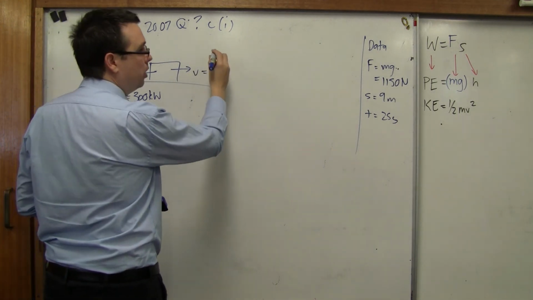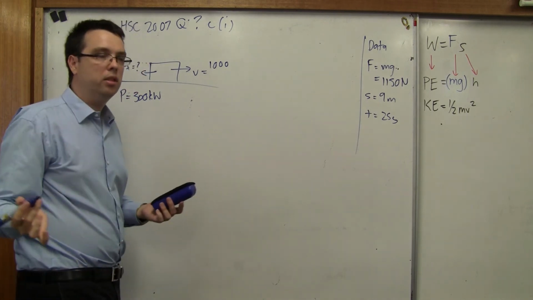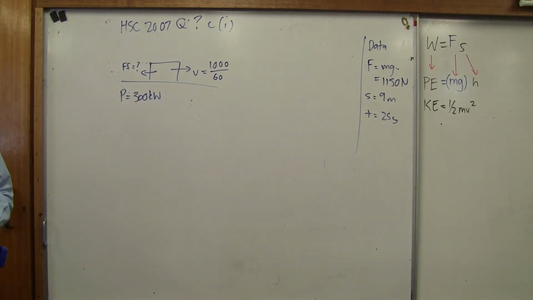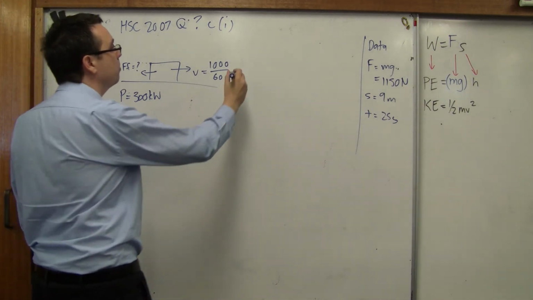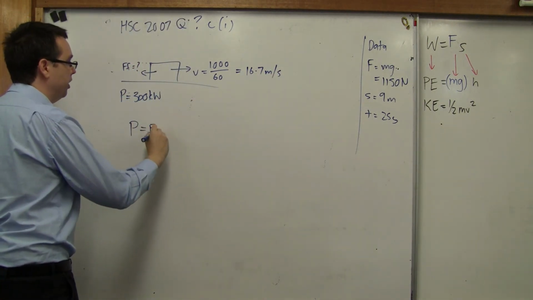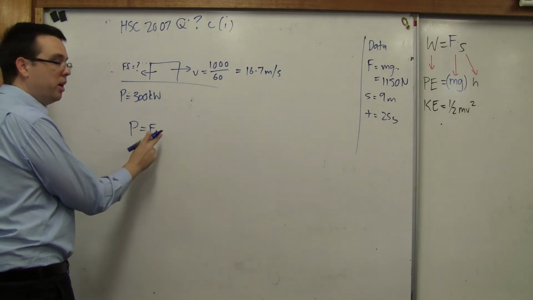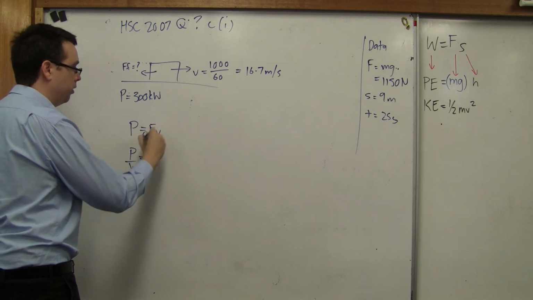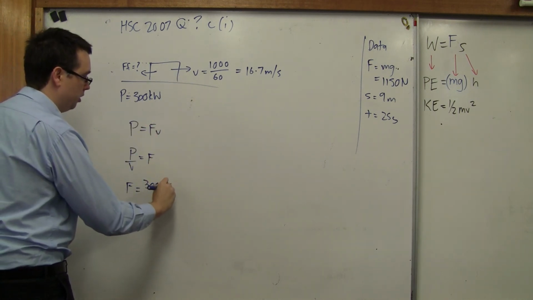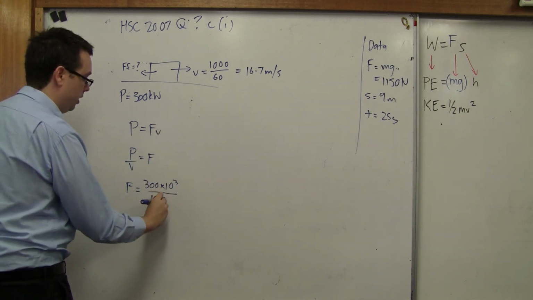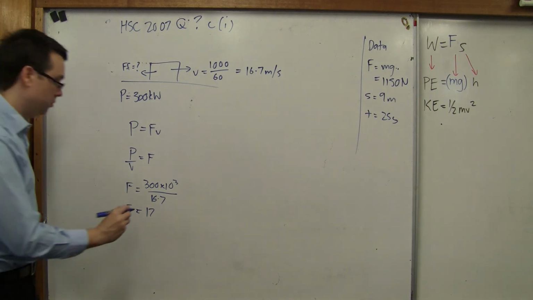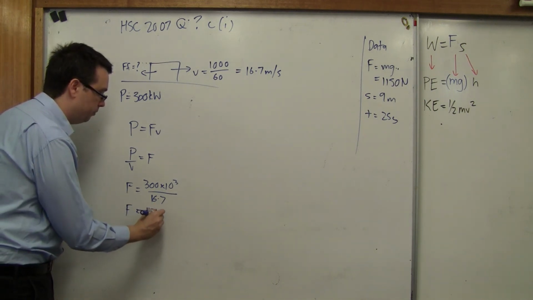They've told us that the vehicle has travelled 1 kilometre, which is 1,000 meters, in 1 minute, which is 60 seconds. When we take that velocity and convert it, we get 16.7. Okay, so we're going to rewrite our formula. P equals Fv, fight the power. We want to find F, so we divide both sides by V. So F equals P, which was 300 times 10 to the 3, divided by 16.7, which gives us 17,964. So 17,900, pretty close to 18,000 newtons.